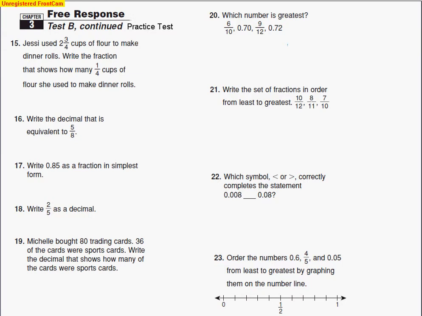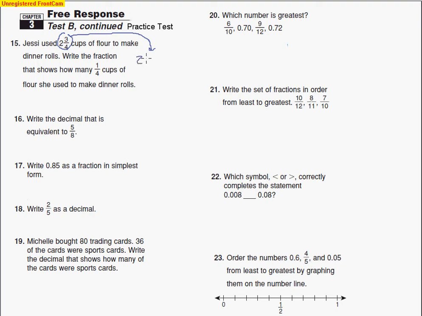Our next problem, number 15, says Jessie used 2 3/4 cups of flour to make dinner rolls, and we have to write the fraction that shows how many quarter cups she has. She didn't have a whole cup, she just had these quarter cups, and we had to figure out how many of those she used to make 2 3/4 cups. So we take that 2 3/4 and change it to an improper fraction. That'll tell me how many quarter cups she has.